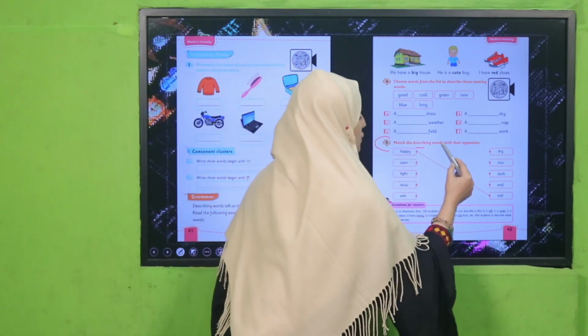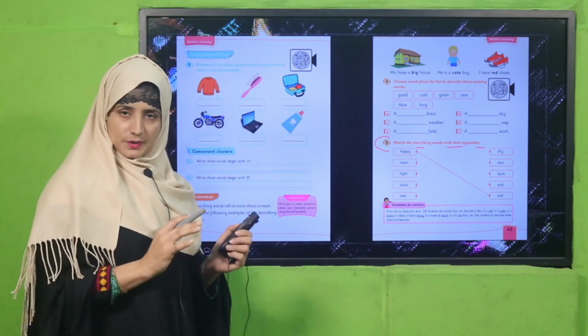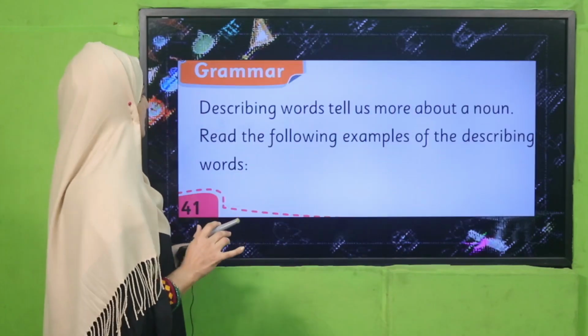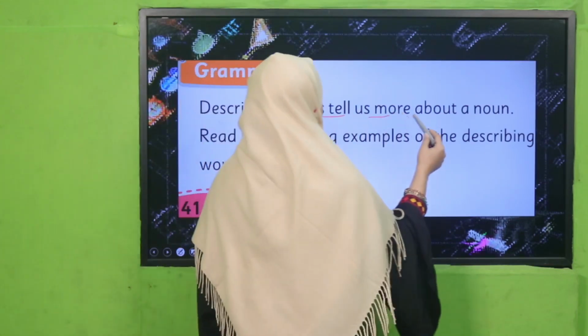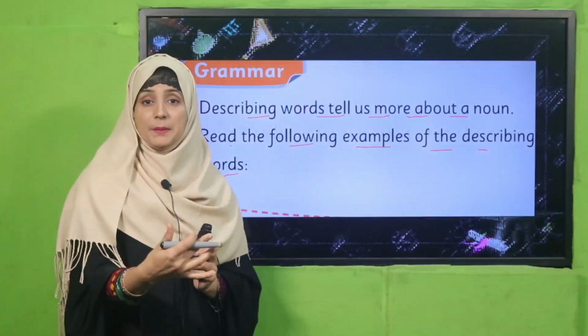Question number 5, match the describing words with their opposites. Now you are going to match. Okay, and what are describing words? Describing words tell us more about a noun. Read the following examples of the describing words. Describing words tell us more about a noun, which means naming words.